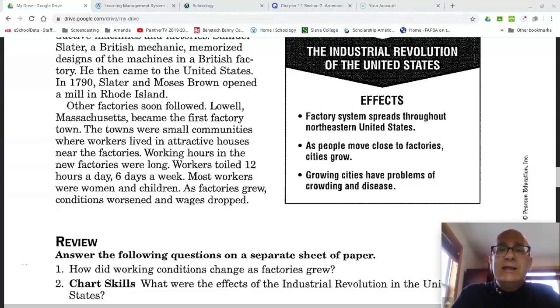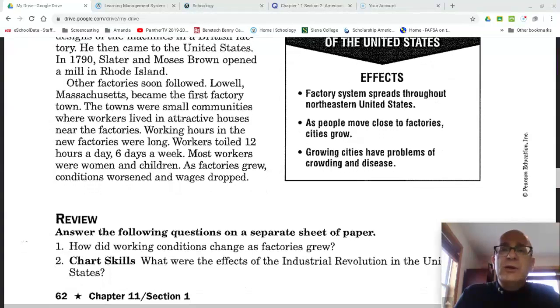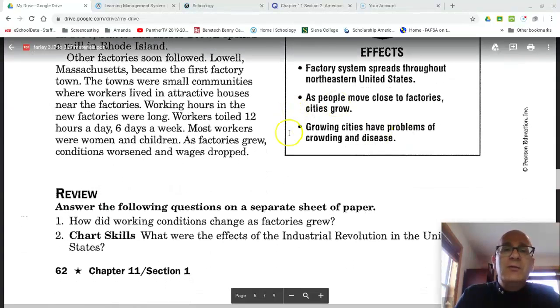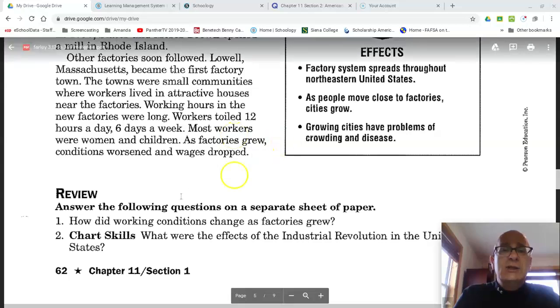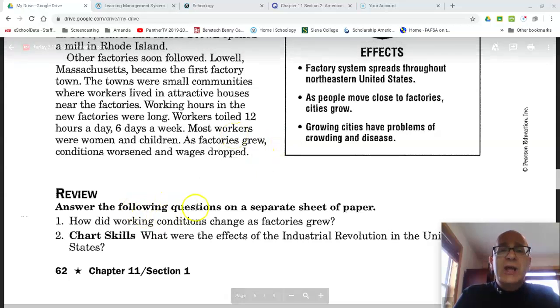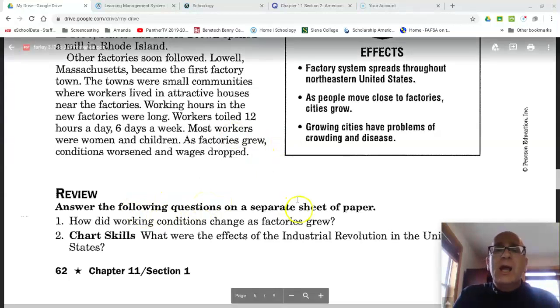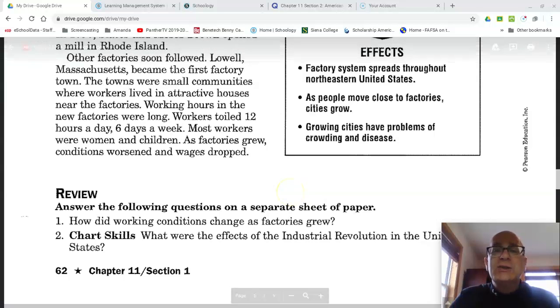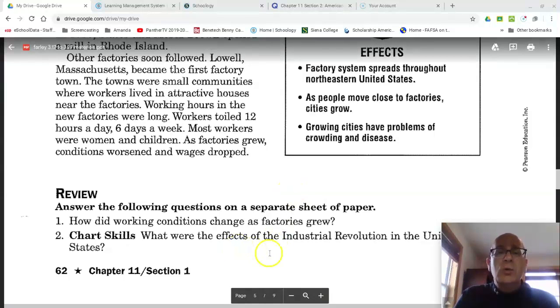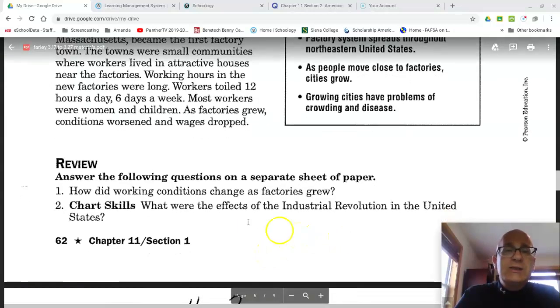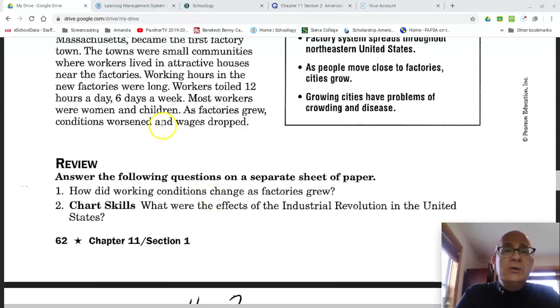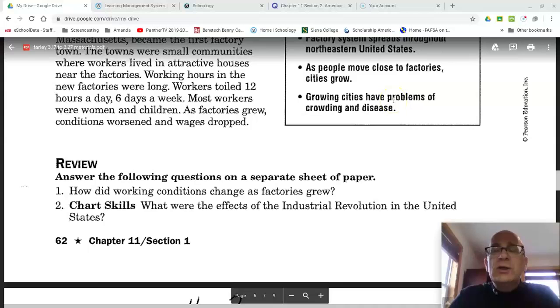Two questions for you guys to work on after you've watched your videos and after you've looked at your full Quizlet deck on your Schoology feed for this section. How did working conditions change as factories grew? How did workers and their conditions change? And the chart skill question, what were the effects of the Industrial Revolution in the United States? To answer question 1, you can use the reading we just did. And to answer question 2, you can refer to the chart.